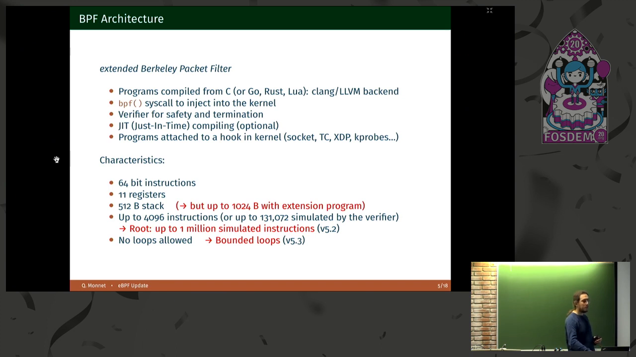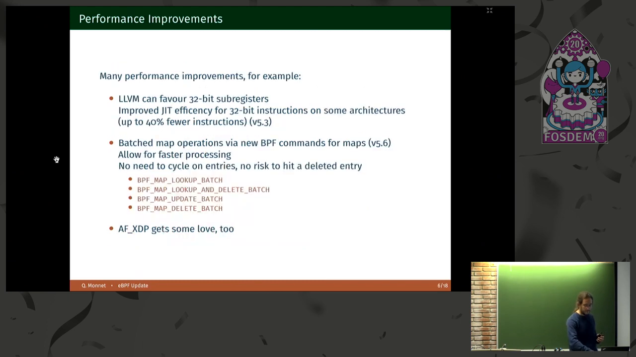So we have bounded loops too now, starting from kernel 5.3. They are bounded in the sense that you must still ensure that your loop will terminate. So basically the verifier needs to make sure that you won't be doing weird stuff that could introduce infinite loops in the kernel, but that's pretty useful for the most often used cases that need loops. So that's quite nice to have.